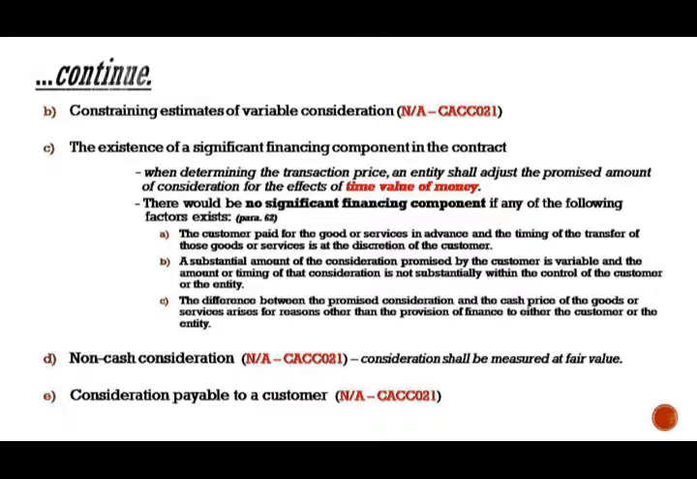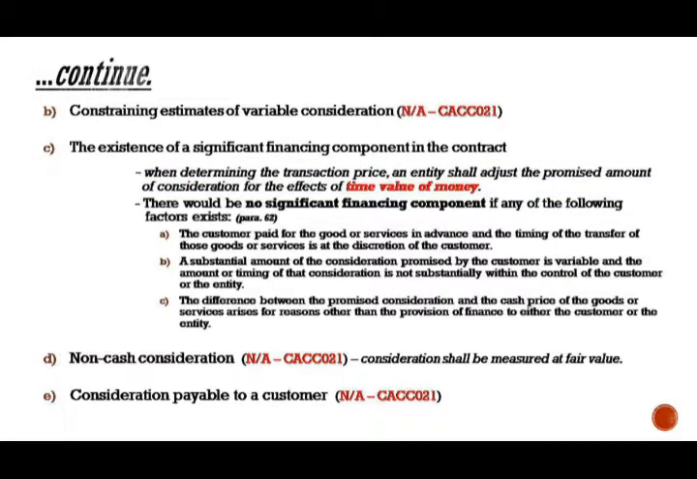And then the third thing, which I think is important, is the existence of significant financing component. It means that there might be an interest which needs to be paid, or the interest which we'll be receiving. When determining the transaction price, an entity shall adjust the promised amount of the consideration with the effect of significant financing component, which means the time value of money.